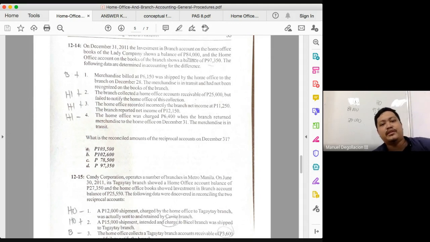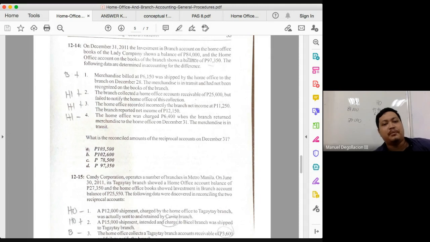The branch reported net income of 12,150. Here, class, both were able to prepare an entry. It's just that the entry prepared by the home office was incorrect. Let's start with the books of the branch. What entry was prepared by the branch to recognize its income, to close its income to its capital or home office account? Debit, income summary, and credit, home office.